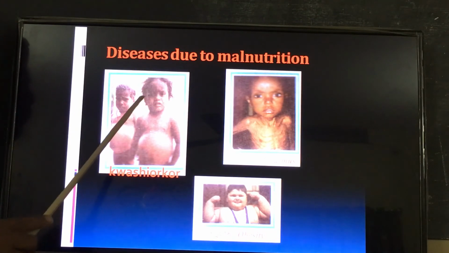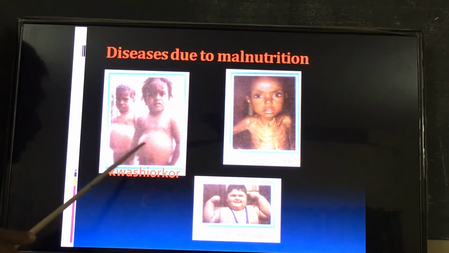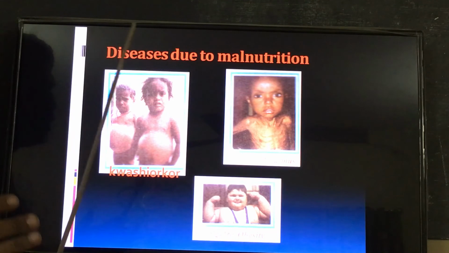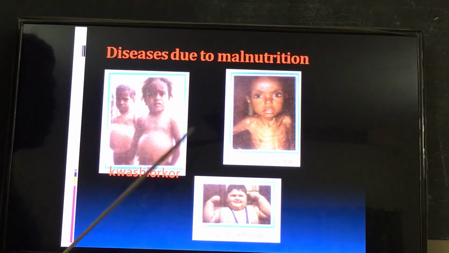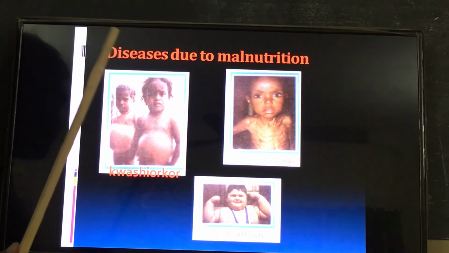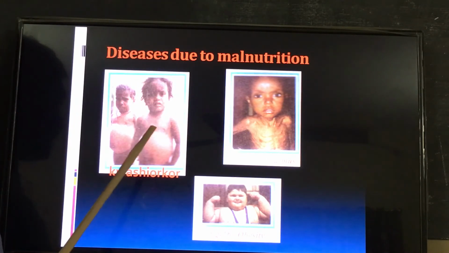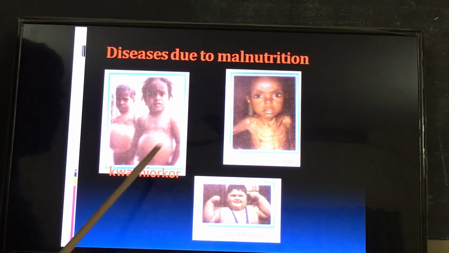One is fluffy and moon-shaped face. Second one is swollen body parts, due to accumulation of water in intercellular spaces. Intercellular means in between cells. We can find more water. Third one, less muscle development. Dry skin and diarrhea are also symptoms of kwashiorkor.